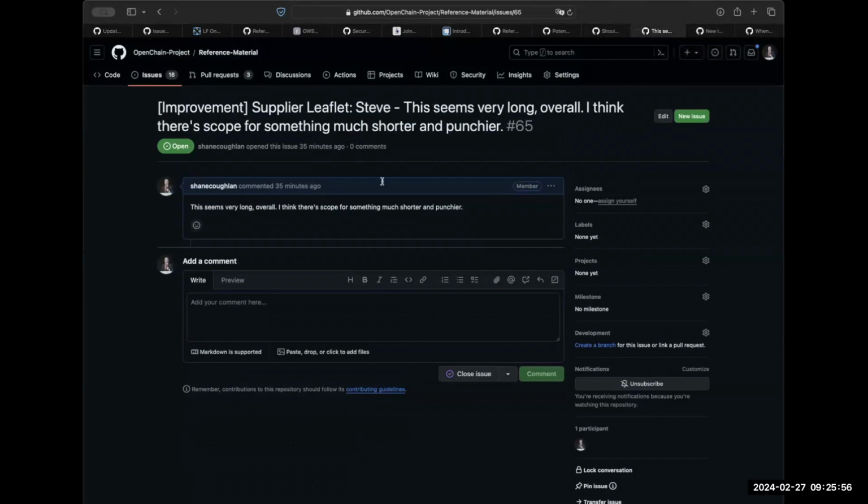This is an interesting one. This is purely commentary, but important commentary. Steve noted that the leaflet seems very long, and he thinks there's scope for something much shorter and punchier. Now, this is very normative on my part. I agree, but I think the full-length one is useful for someone to sit down and study. On the other hand, I think he's right. Maybe we could have the full-length leaflet and then, using the leaflet, create an info sheet. What do you think?